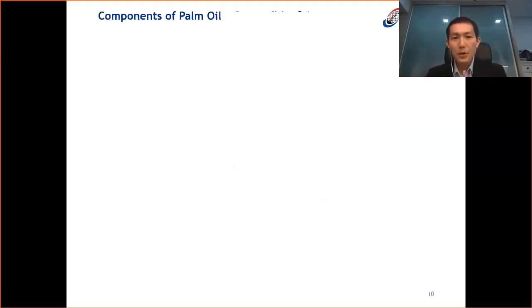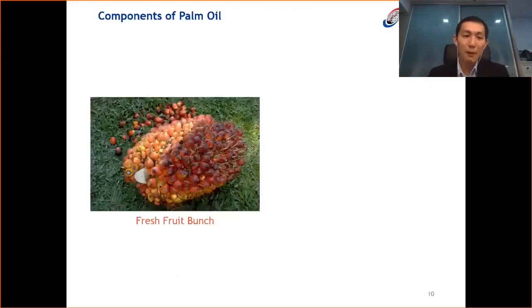Now, before we go into the actual fundamental factors, you need to understand that the oil palm is actually the tree.